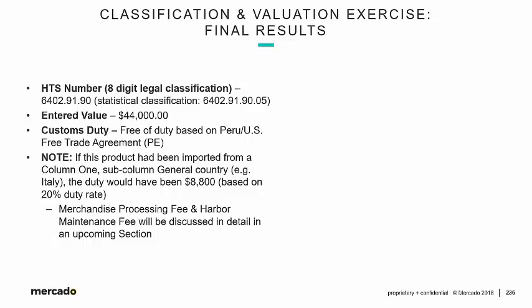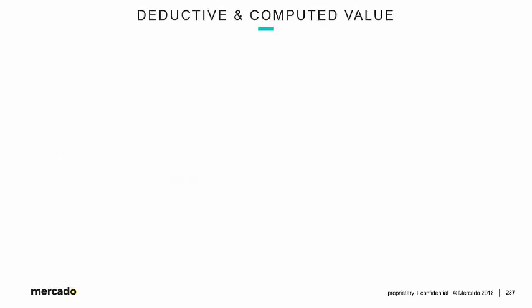Sub-bullet to wrap this up, merchandise processing fee and harbor maintenance fee will be discussed in detail in an upcoming section because we didn't include it here. Okay, that's that for section 33. When we come back, it's a look at deductive and computed value.